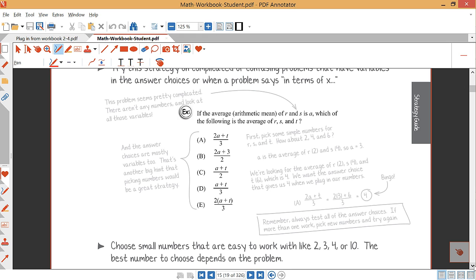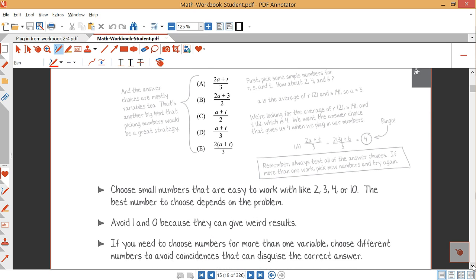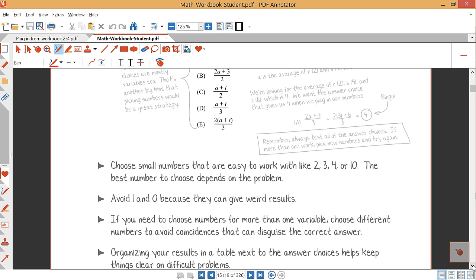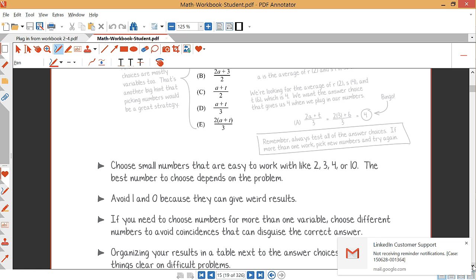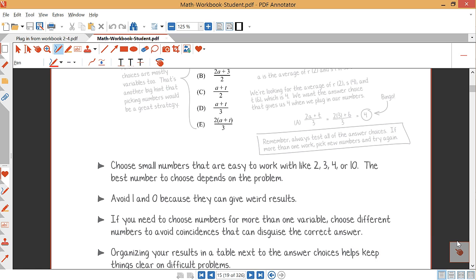Now, first up, before I go through and do this particular problem with you, I just want to go over some basic strategies, things to remember for this particular strategy. Choose numbers that are easy to work with, like 2, 3, 4, 10, something easy to deal with. You don't want any fractions or anything like that. The best number will depend on which problem you happen to have, and you'll see what we mean by that in a minute. Okay, you want to avoid 1 and 0 because they give strange results.